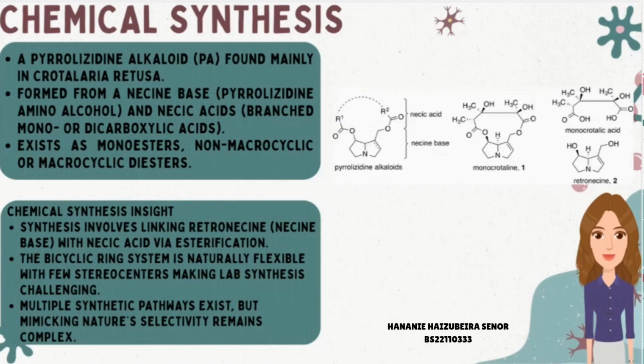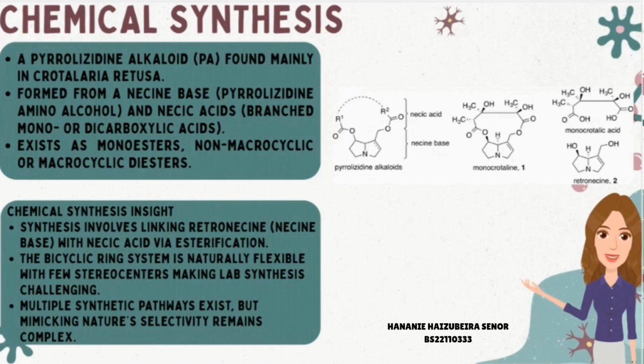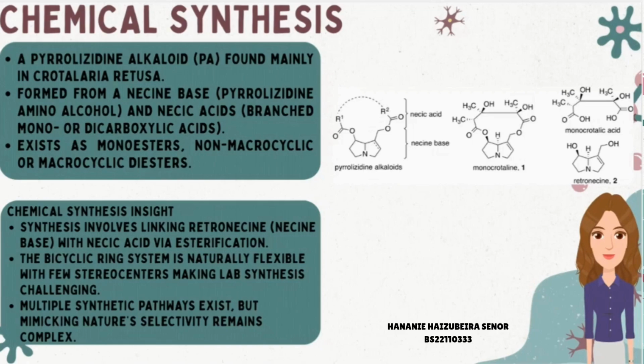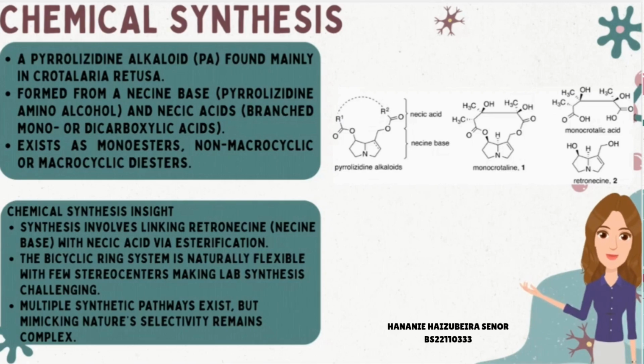From a synthetic chemistry perspective, these structures pose a challenge. The bicyclic nature of the necine base and the flexibility of the ring system, combined with the few stereocenters, make total synthesis difficult, but also appealing for organic chemists. Several synthetic pathways have been developed to mimic the natural formation of these compounds, particularly to replicate the ester linkage that binds the necine and the necic acid units.